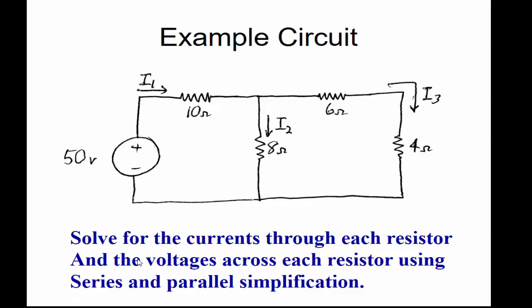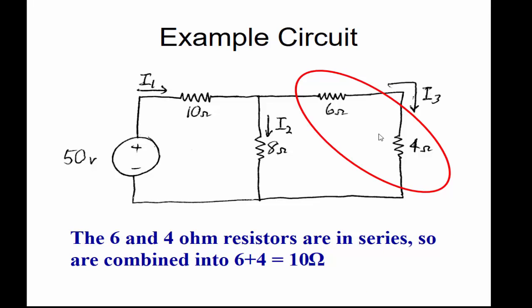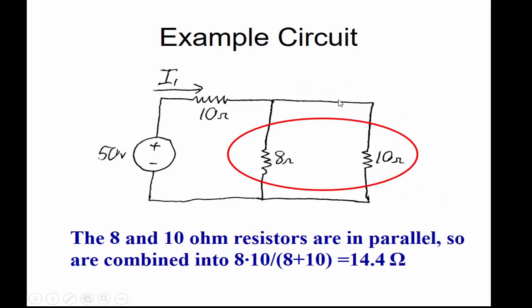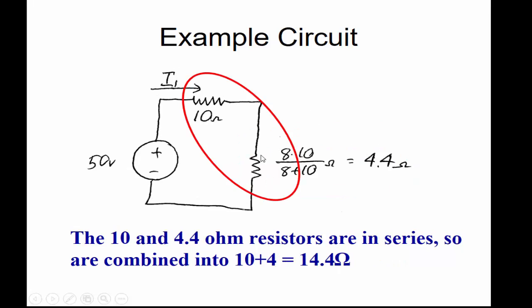Now, for the currents through each resistor and the voltage, you can use the series and parallel simplifications by simply looking at these two and making them as one. If you make that one as one, then you have a number 10, and you can actually use the principle of combining this into one resistor. If you do that, you've got 4.4 ohms, and these two resistors will be in series. And if they are, then you can add to that to get 14.4 ohms.